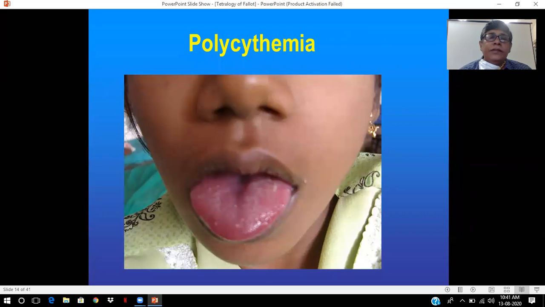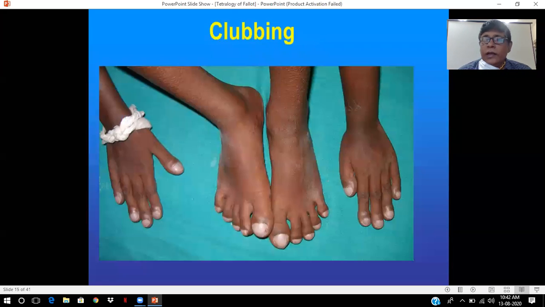This is an example of polycythemia where the tongue is red and cyanosed also. If the child is anemic, you won't get cyanosis. But usually in cyanotic heart disease, you get polycythemia, but there is relative iron deficiency. When there is polycythemia, the red blood cell production is more, but the iron supply is the same, so there can be relative iron deficiency. So that has to be corrected. Here you see there is clubbing of the fingers and toes.